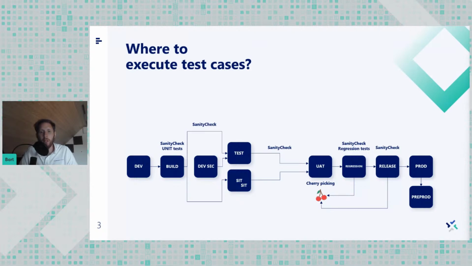Then we have UAT and test environments. On both of those, we can also do sanity checks and smoke tests. These elements are pretty vital.